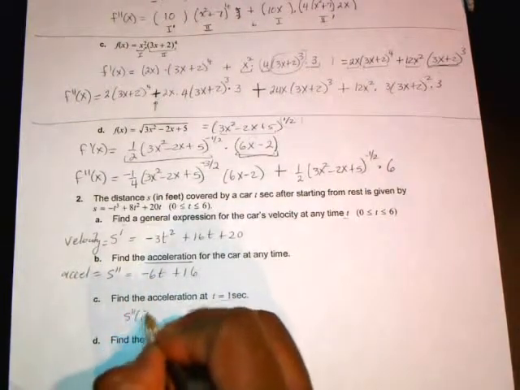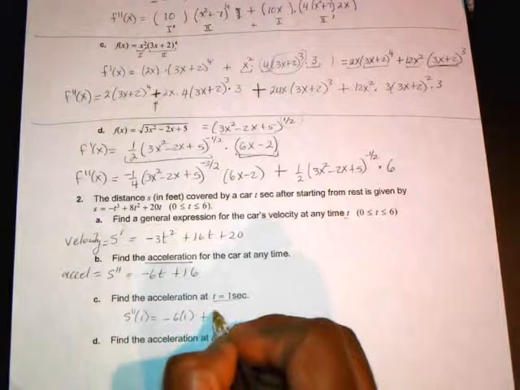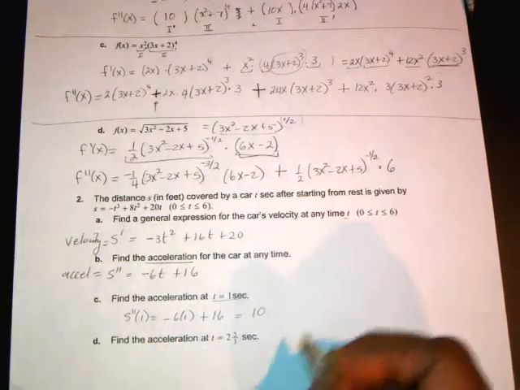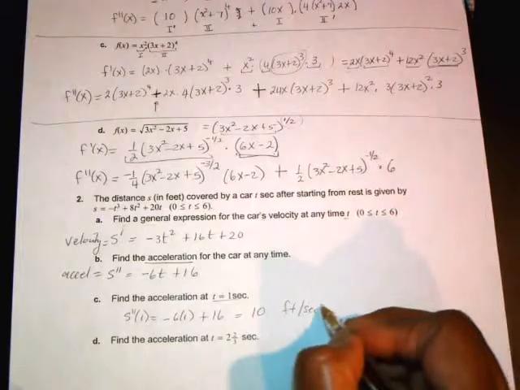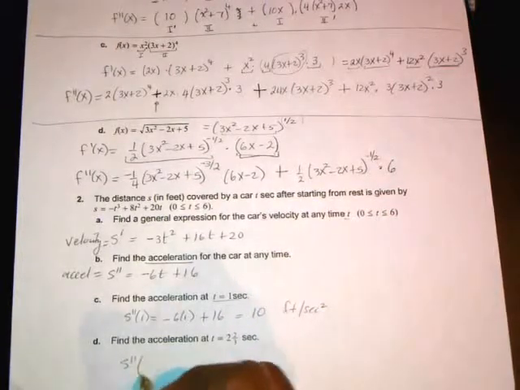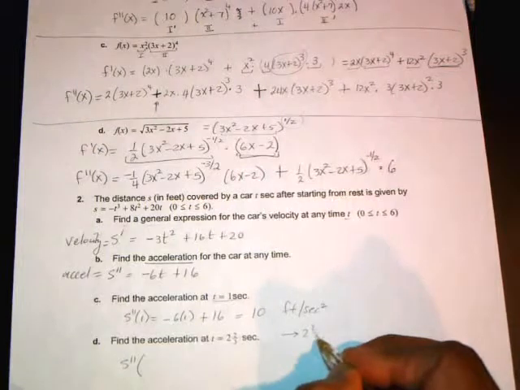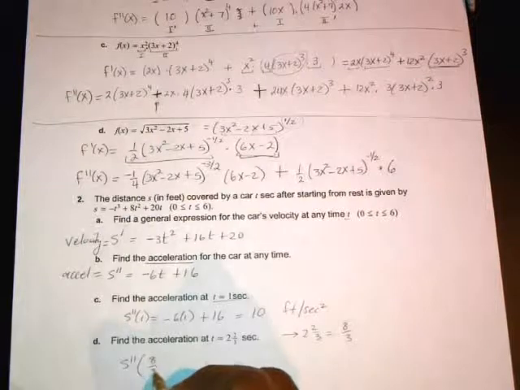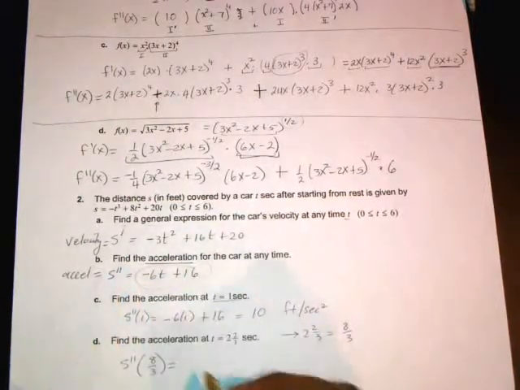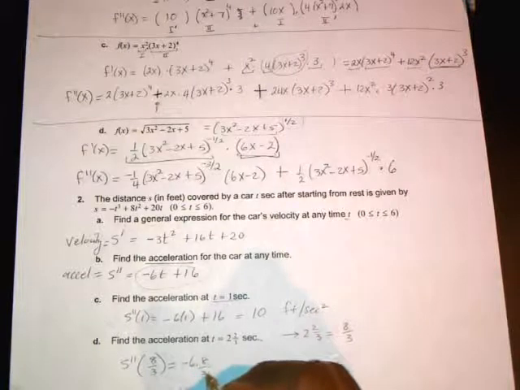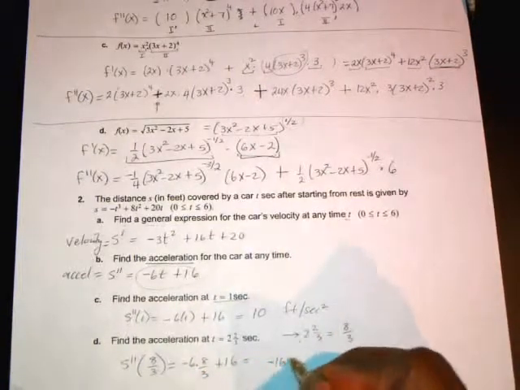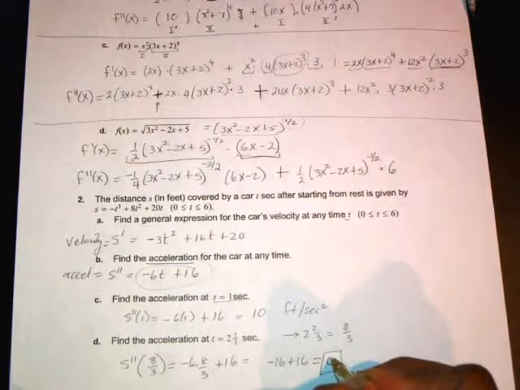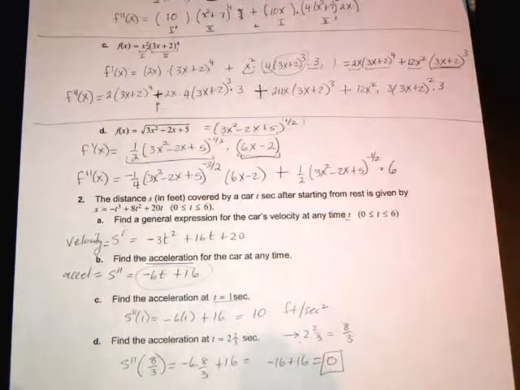S double prime at 1 is negative 6 times 1 plus 16, which is 10, and it's feet per second squared. And then S double prime at 2 2/3, so 2 2/3 is 3 times 2 is 6, plus 2 is 8, it's 8/3. Okay, so S double prime at 8/3 would be, plug it in here, negative 6 times 8/3 plus 16, which is negative 16 plus 16 is 0. When is the acceleration 0? When is the speed not changing? Ever use cruise control to drive? And that's what we're talking about here.